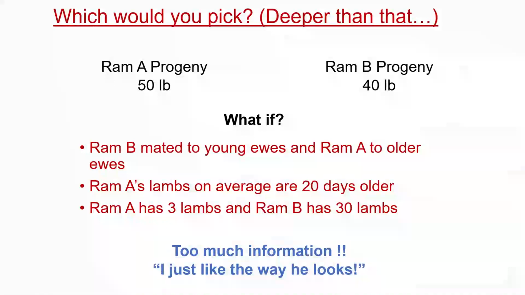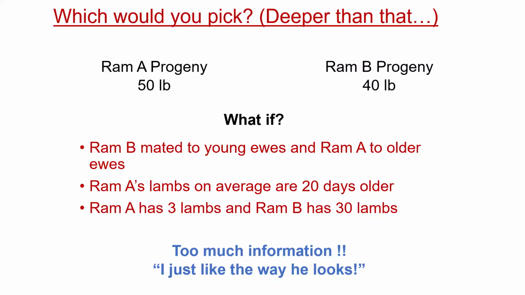So if you want to continue to dig a little bit deeper, we've still got that last scenario where Ram A's progeny are 50 pounds and Ram B's are 40. But you need to ask a few questions. Turns out Ram B was only mated to young ewes and Ram A was mated to older ewes. Right off the bat, Ram A being bred to those older ewes, they're going to be producing more milk. So at weaning time at 60 days, those lambs would be expected to be heavier than Ram B's. Because if he was only mated to younger ewes, their milk production is not going to be near what an older ewe's is. So they're already at a disadvantage.